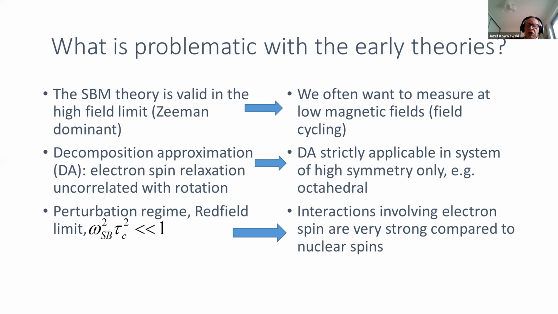Now, what is wrong with the early theories? Why do we need anything better? Well, there are several reasons. One is that the SBM theory is valid in the high field limit. It assumes that the dominant interaction in the system is the Zeeman interaction, the interaction between the spin and the external magnetic field. It may be a problem because we often want to measure at low magnetic fields in field cycling experiments that I will come back to.